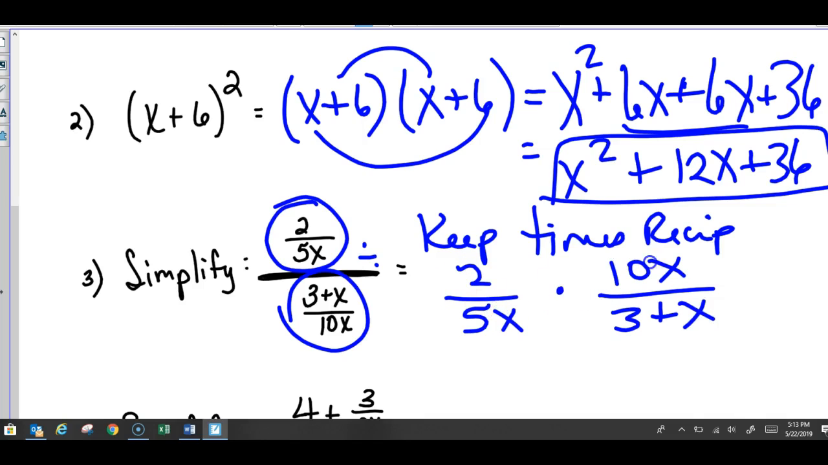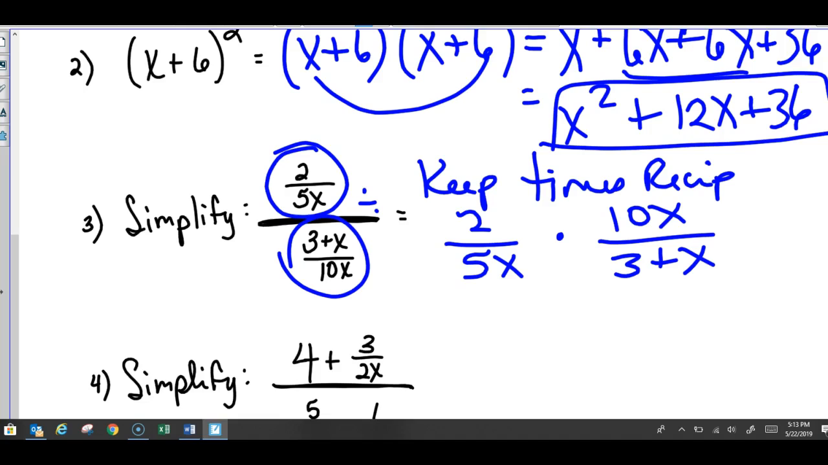Okay, now at this point you may be thinking about canceling out something. You have to remember though that you can only cancel out common factors, not a part of an addition or subtraction. Those are not factors, they are called terms. 3 is a term, x is a term. The whole 3 plus x is a factor though. So if there were another whole 3 plus x up here, we could cancel them.